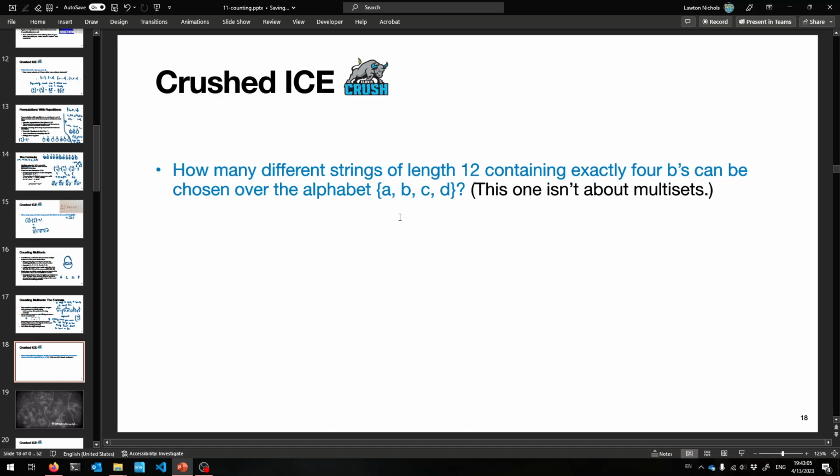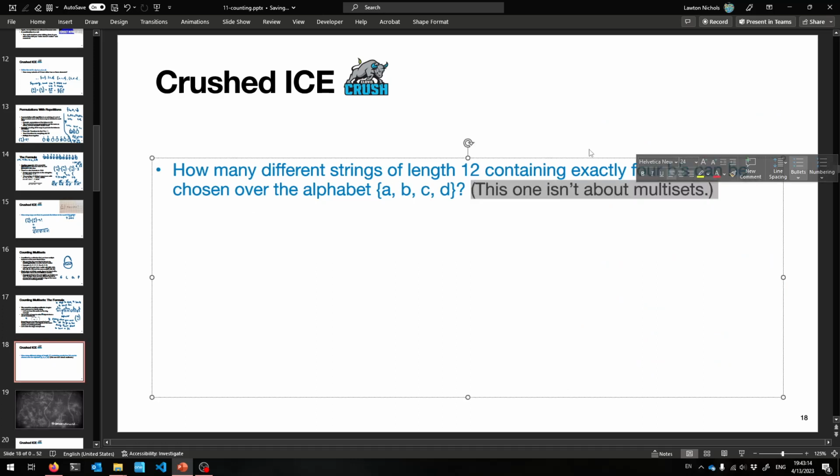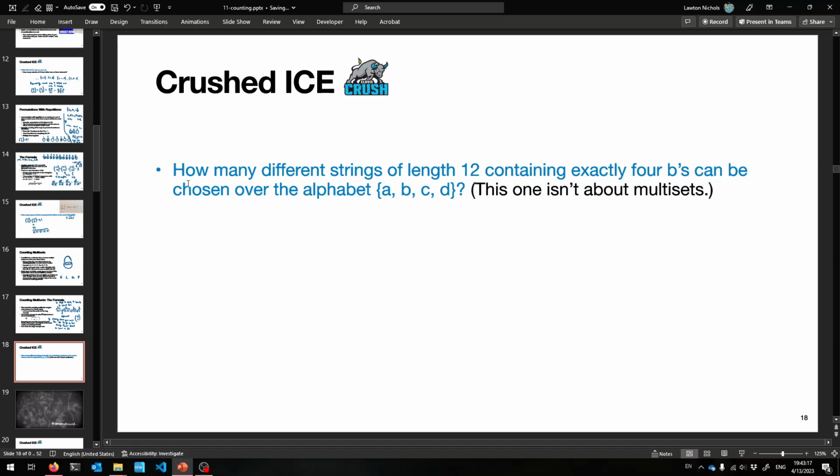All right. Before we go, I would like you to try this, and this will be our last example for the day, just to remember everything. This one is not about multisets, it's just to make sure you were paying attention to the previous stuff. How many different strings of length 12 containing exactly 4 Bs can you choose over this alphabet, A, B, C, D? Your strings have to be of characters A, B, C, D, but you can only have 4 Bs. The rest can be all As if you'd like, but these are your choices of characters and you're forced to have 4 Bs. See if you can figure that out.